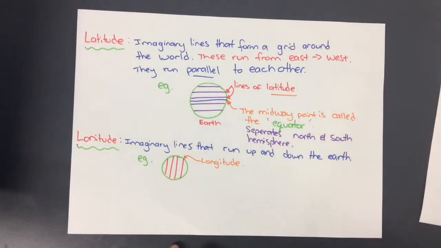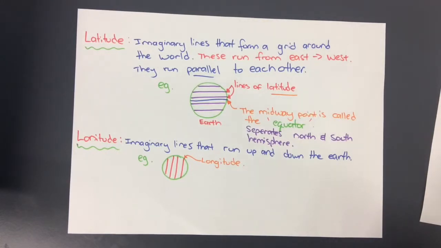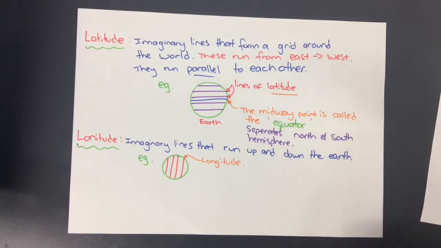Okay, so let's recap the points we talked about. There is a whole bunch of different ways of locating a place on a map. Often we use grids and we use numbers to help us locate an exact position. Okay, latitude and longitude refer to lines around the Earth.